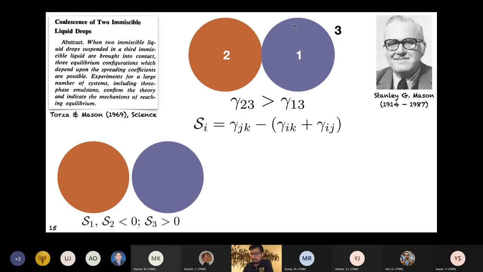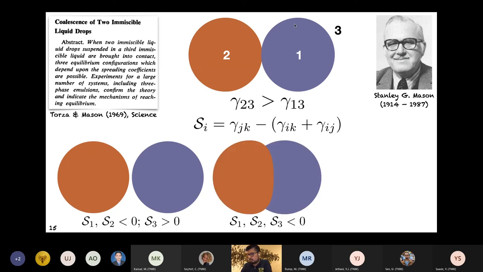S3 was the surrounding medium. And you would see that the moment you bring these two droplets close together, they would repel each other. So it will just separate out, and they would like to stay in this configuration. Of course, this happens at t tends to infinity.